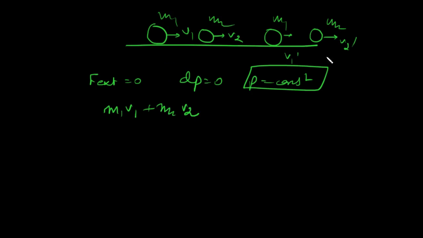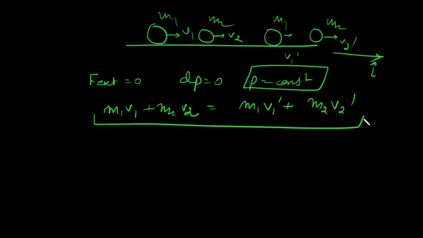I have taken this direction as positive i. Both are in the same direction, so the total momentum of the system will consist of the individual momentum of the masses added together. And after collision, what will be the momentum? This will be m1 v1 dash plus m2 v2 dash. This is the first equation. This has been derived from external forces being 0, and in turn this has led to a constant momentum.